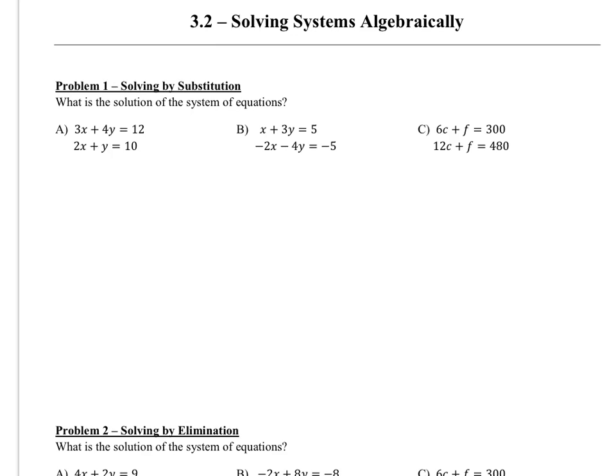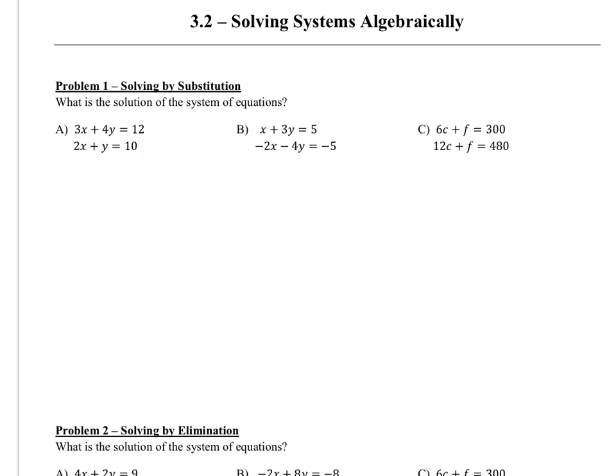Chapter 3, Solving Systems of Equations. What does that even mean? So we have a system of equations. That means we have two different equations, and when we solve them, we figure out where those two equations overlap or cross each other. So we're going to go into solving by substitution.